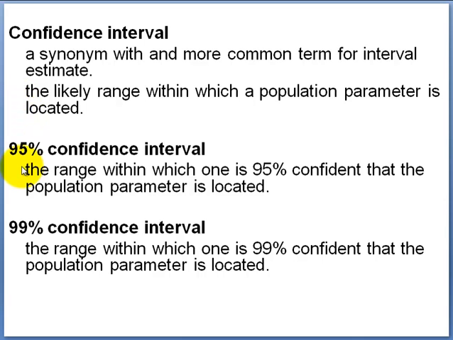There are two key confidence intervals. The most important is the 95% confidence interval, the range within which one is 95% confident that a population parameter is located. And sometimes researchers calculate a 99% confidence interval, that being the range within which one is 99% confident that the population parameter is located. Occasionally, a 90% confidence interval is calculated as well.